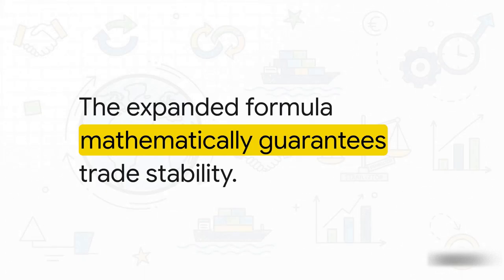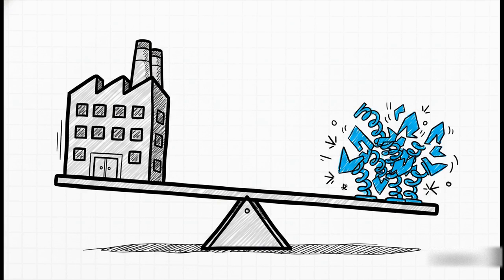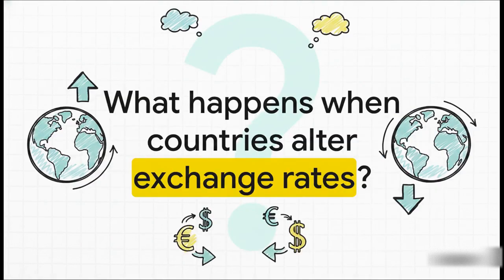Meaning this slightly expanded formula is what mathematically guarantees trade stability. Pretty neat, right? This brilliantly shows that huge supply responses actually help stabilize global trade, totally regardless of demand. Okay, but what happens in the real world when countries start messing with their exchange rates?